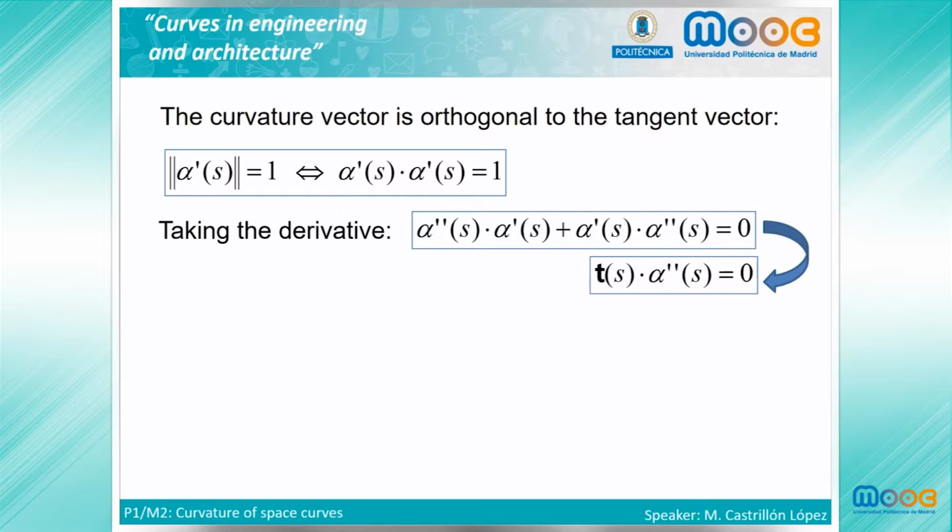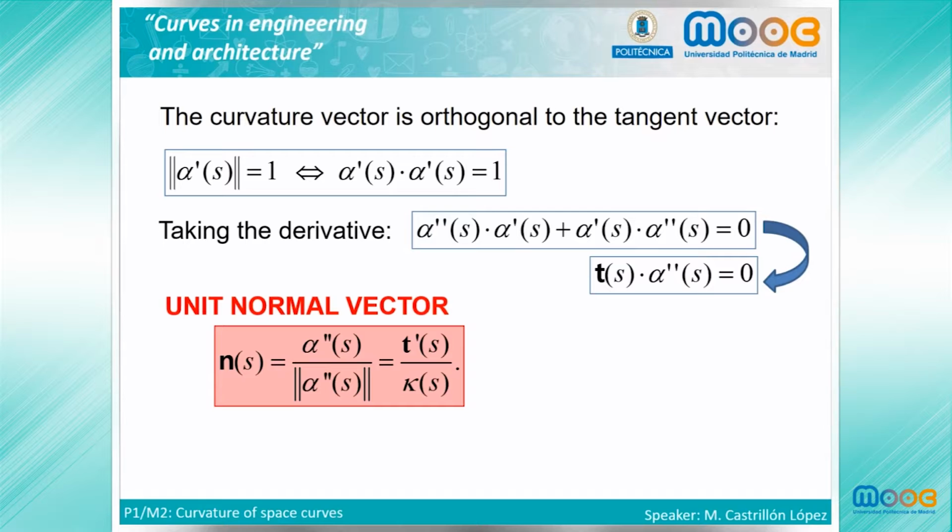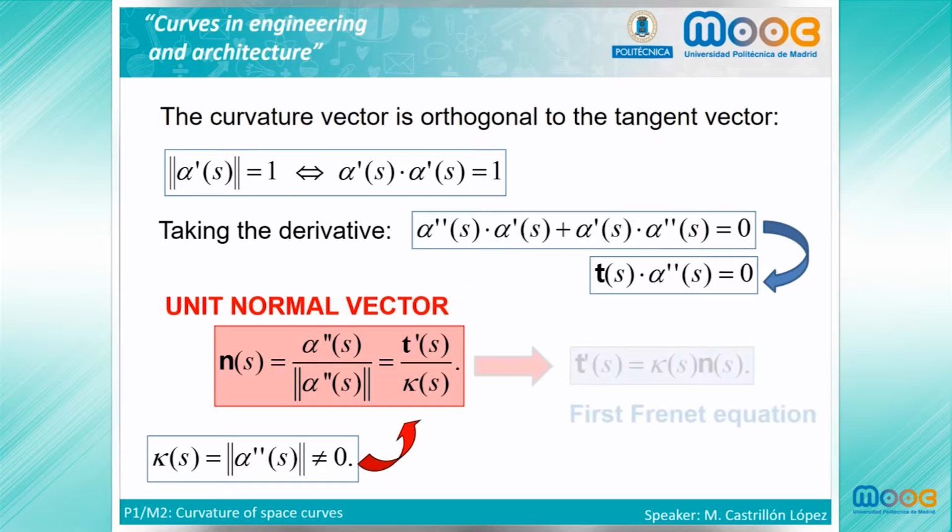Then we can highlight a natural vector among all normal vectors, and this is called the unit normal vector. This is the second derivative divided by its norm. Taking the expression of the curvature into account, and the definition of the unit normal vector, we obtain the first one of the Frenet equations. We assume that the second derivative doesn't vanish.